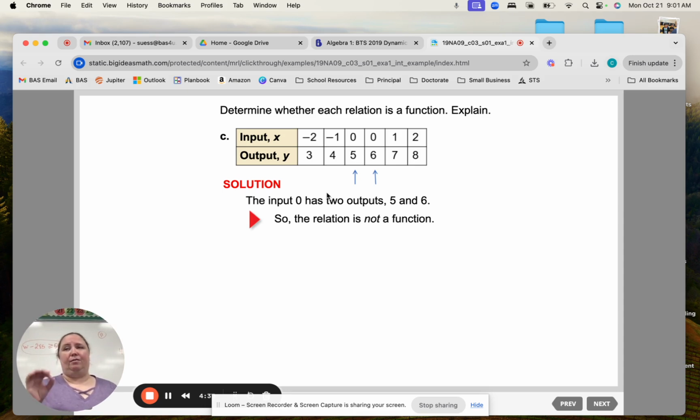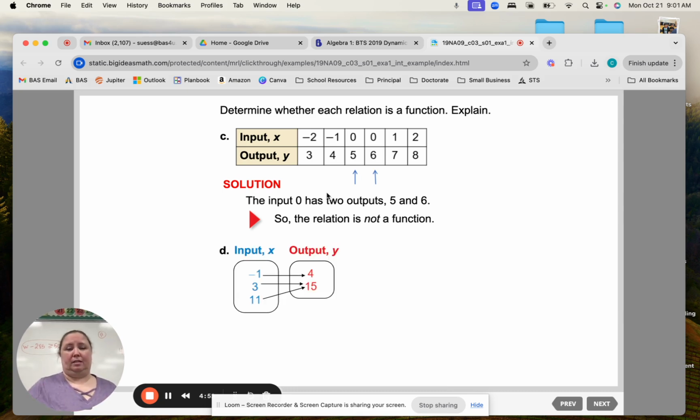Now you can have the reverse. We can have 2 different inputs equal the same output. I could put a 5 and a 6 equaling 0. That's okay. That makes sense. It's probably going to be on our next example. So -1 comes up to 4, 3 comes up to 15, and 11 comes up to 15.